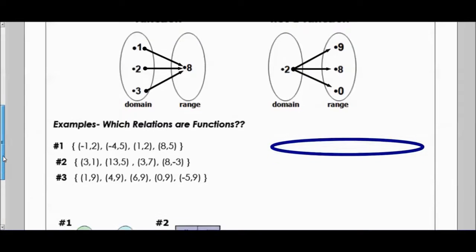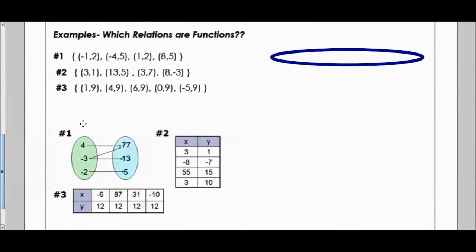Alright, so now we're going to try to distinguish between functions and relations. We're really just looking for those repeating x values with different y values. So on the first one, we're looking at just the x value really. -1, -4, 1, 8. Those are all different. That has to be a function. I'm going to circle that. That is a function. All of the x values are different. On the next one, we have 3, then 13, then 3 again, and I see that 3 is going to 1, and here 3 is going to 7. That can't be a rule. There can't be something that takes 3 to 1 and 3 to 7 at the same time. So that is not a function.